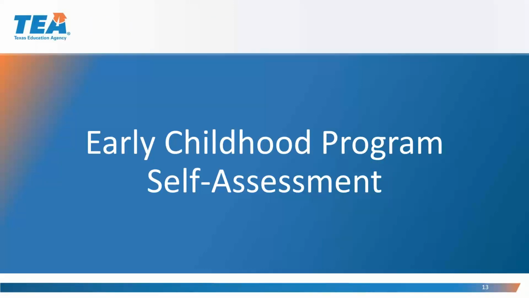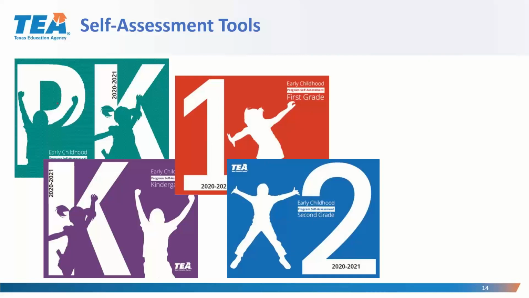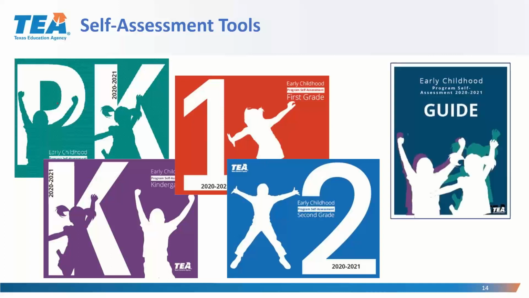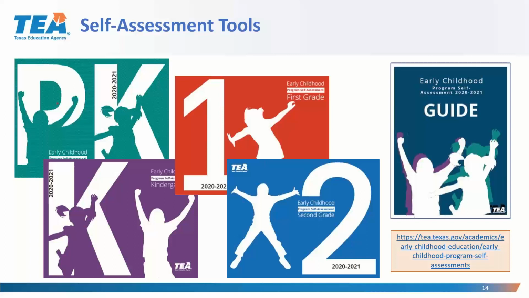We're going to spend a little bit of time now in this Early Childhood Program Self-Assessment tool. So let's look at it briefly. There are currently 4 versions of the Early Childhood Program Self-Assessment: one for pre-K, one for K, one for first, and one for second. And there is a guide that we'll discuss a little bit later in this presentation. And also on this slide, I've given you the link to where you can find all these important documents.